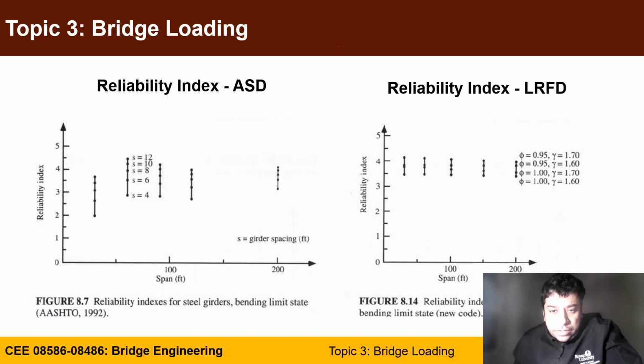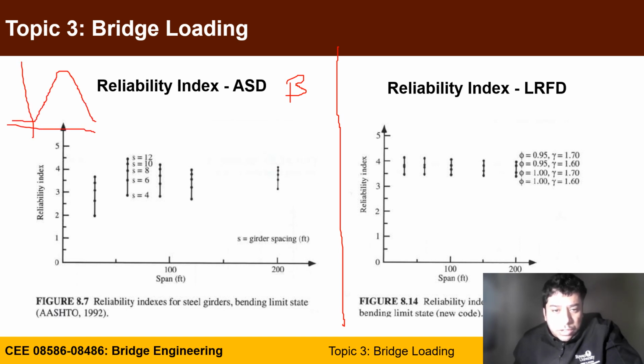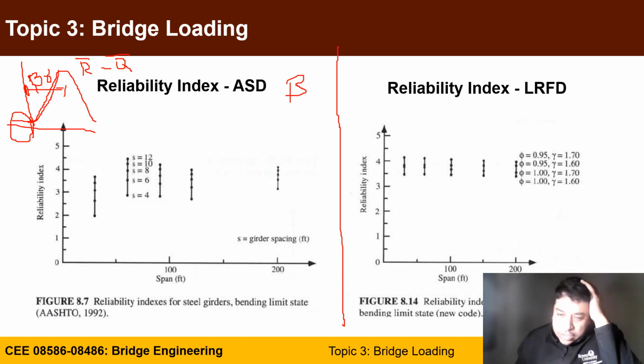If you go back to LRFD and ASD and you calculate your beta value, if you remember your beta, beta was when you have your distribution of R bar minus Q bar, and you have this area where the load will be more than the resistance, and the distance between the mean and the vertical axis, where the value R bar minus Q bar would be 0, is beta times standard deviation, and you have better control in LRFD to get your beta values based on the load factor and the resistance factor.